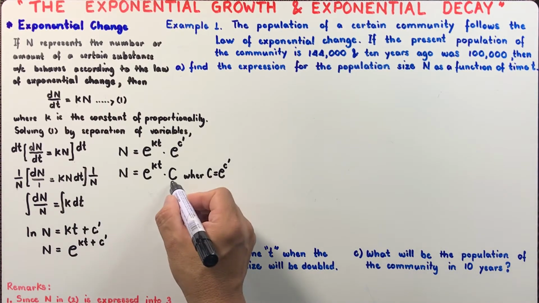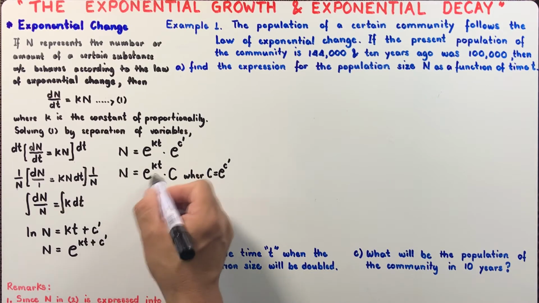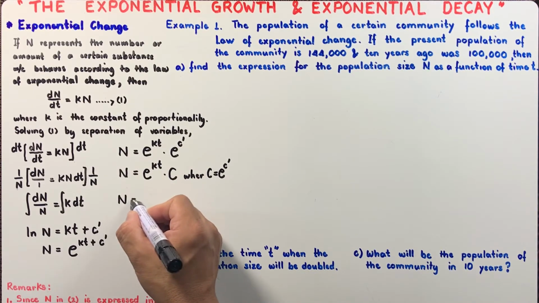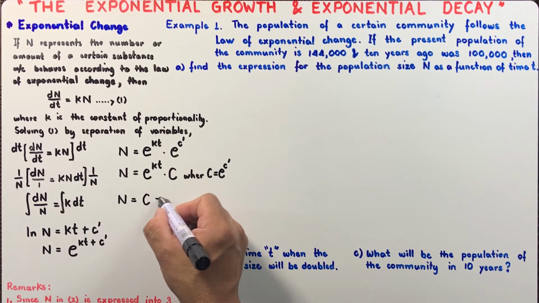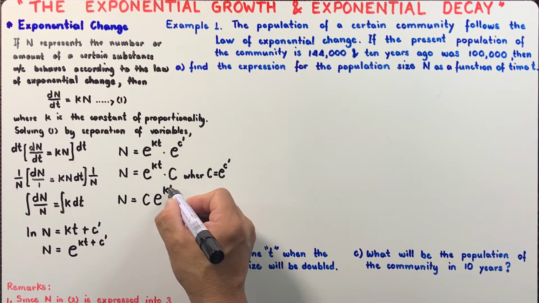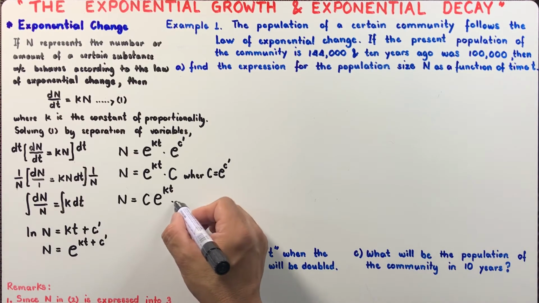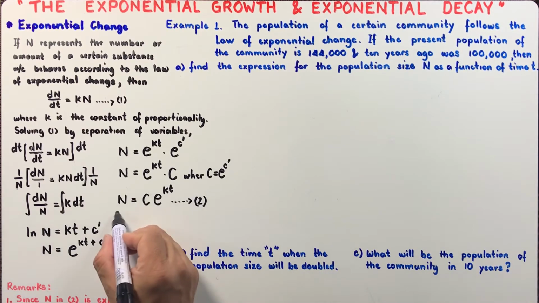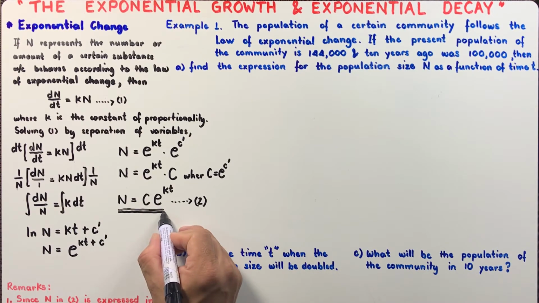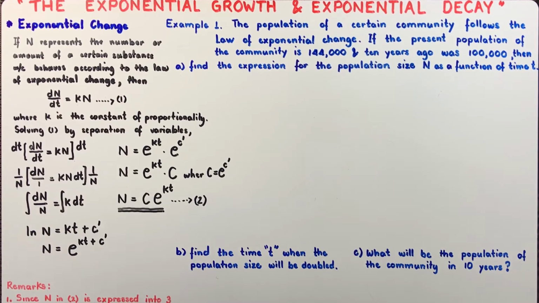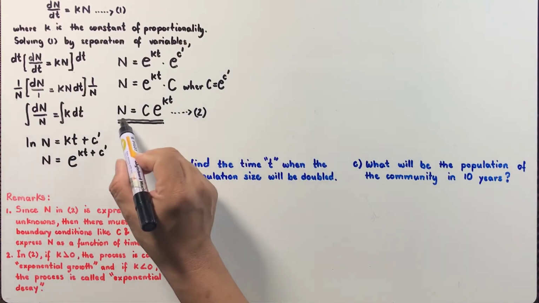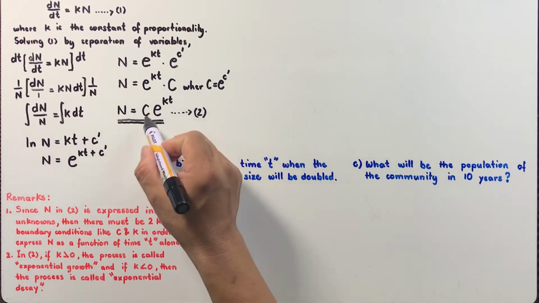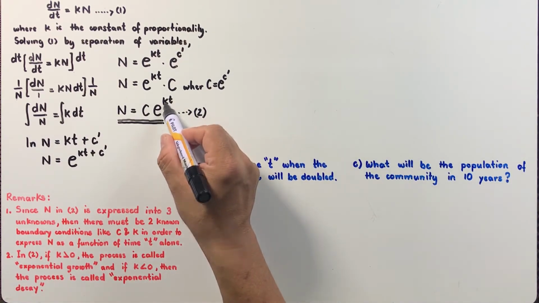And because this is a constant, we can write it before the exponential notation. So our big N is equal to c times e to the power kt. Therefore, this is our exponential equation, and we represent it as our equation 2. This is now the exponential equation of a phenomenon that behaves according to the law of exponential change, where the big N is the total amount and c together with k are constants.